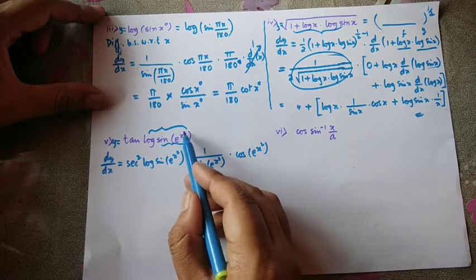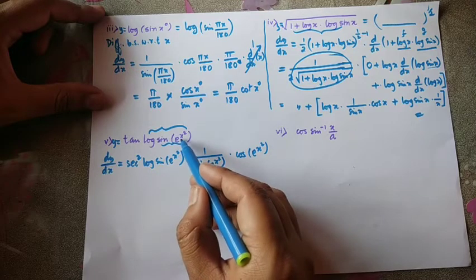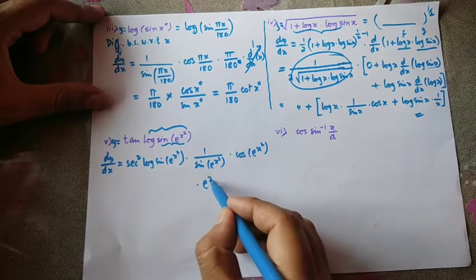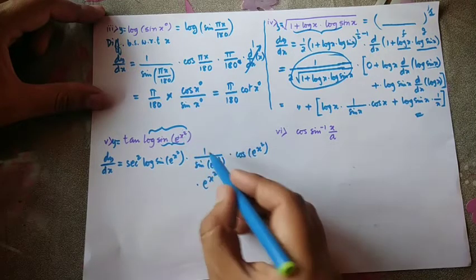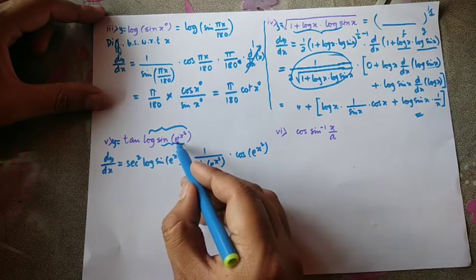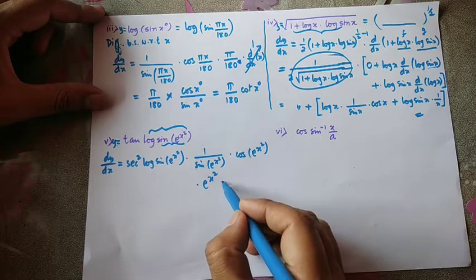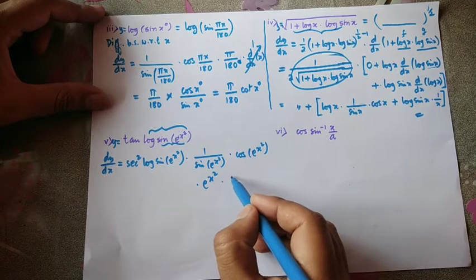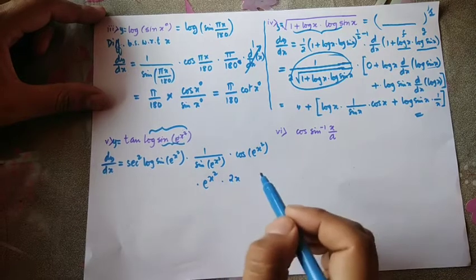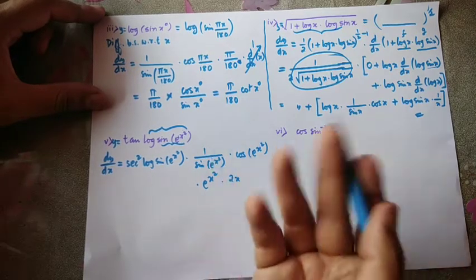e to the power x is, what is differentiation of e to the power x? It is again e to the power x. And what is the value of x? It is x square. Now let us move to the power. We have just differentiated the exponential part, now we will go to the power. So in power we have d by dx of x square. So d by dx of x square is how much? It is 2x.